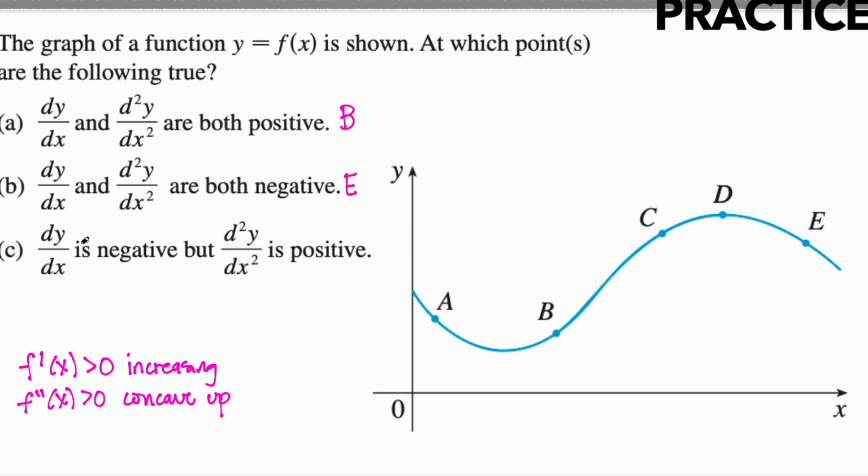Next, the derivative is negative, which means it's decreasing. We're looking for decreasing. But the second derivative is positive, which means you're looking for concave up. So which one of these is concave up? And it's A.